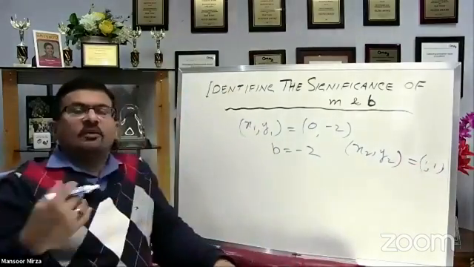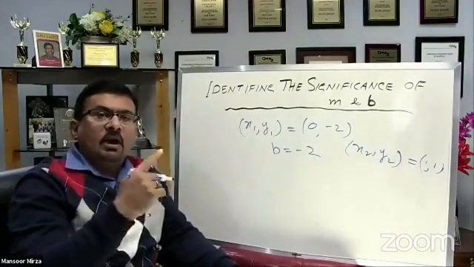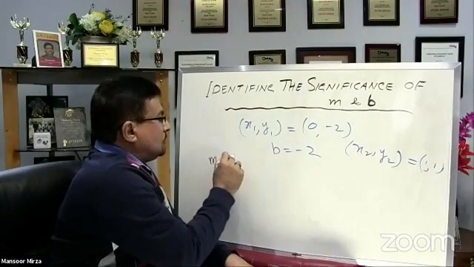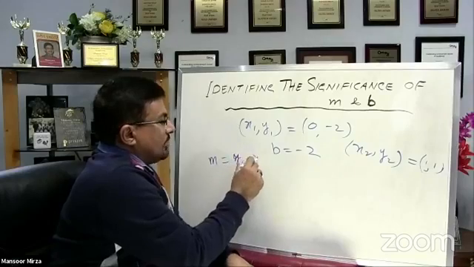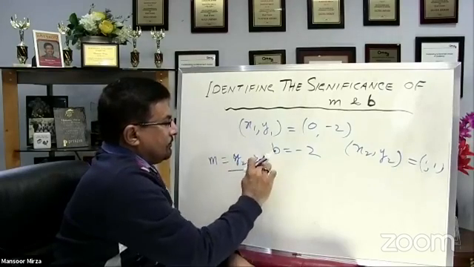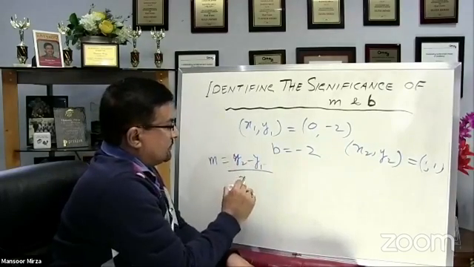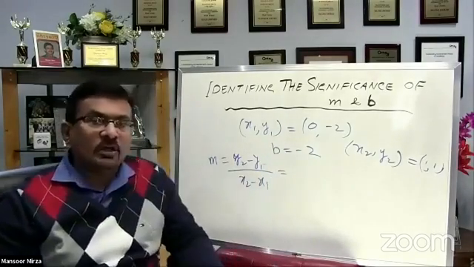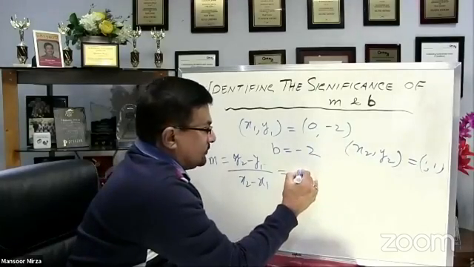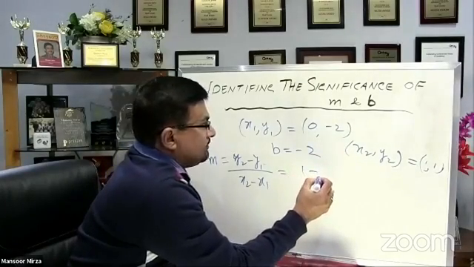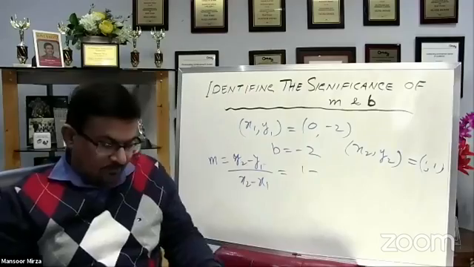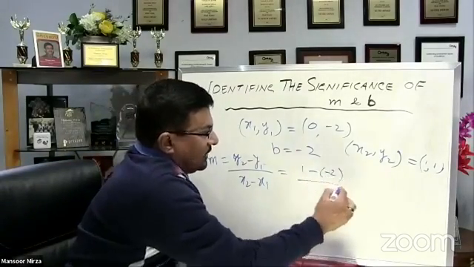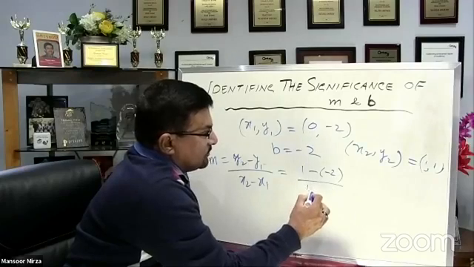So in this particular case, if I have to find out the value of m, remember I will be using the formula of m, which is m is equal to y2 minus y1 over x2 minus x1. Now in this particular case, my y2 is 1, minus what is the value of y1, which is minus 2. Now x2 minus x1 is 0.